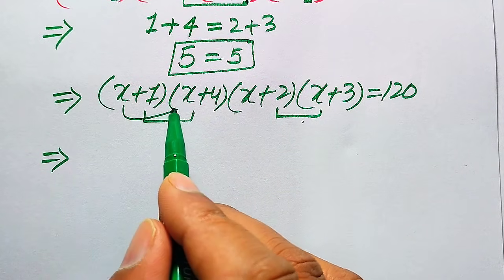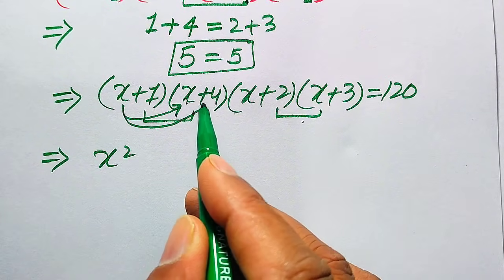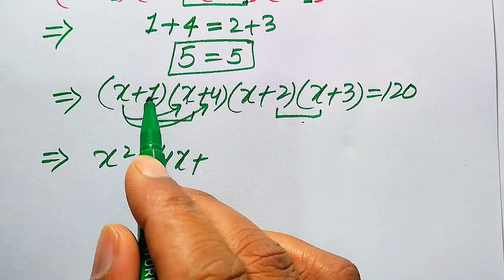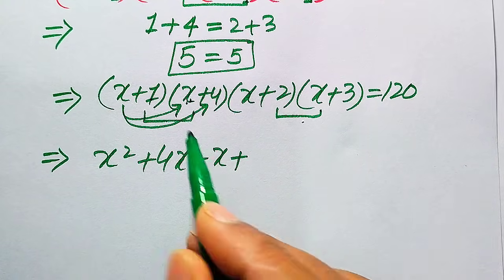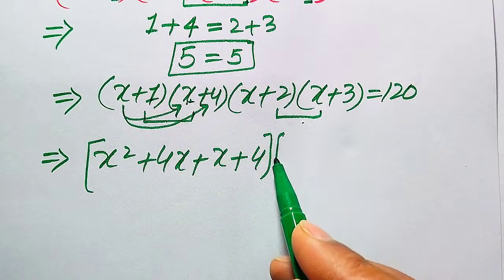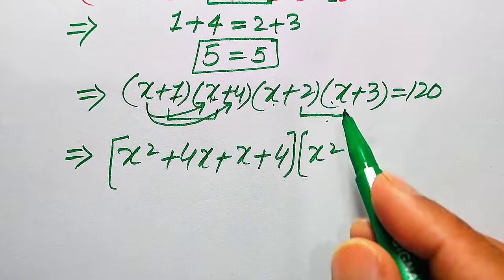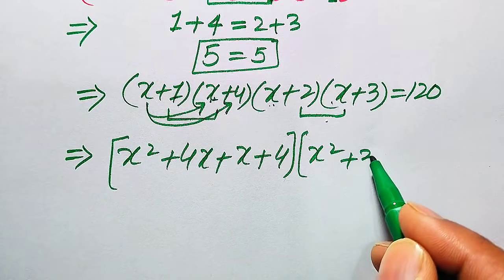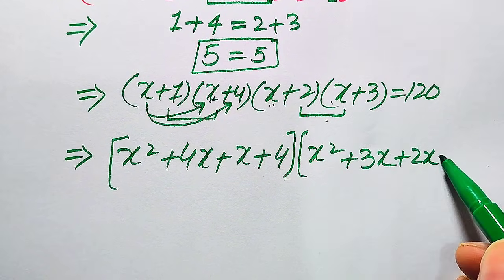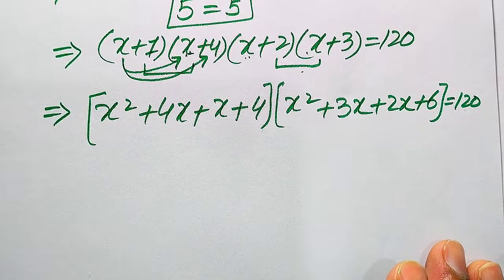So we multiply x with this x, and x times x becomes x squared. Now we multiply this x with 4, and x multiplied by 4 becomes 4x, and 1 multiplied by x becomes x, and 1 multiplied by 4 becomes 4. In the same pattern we multiply these two factors, and we have x multiplied by x becomes x squared, x multiplied by 3 becomes 3x, 2 multiplied by x becomes 2x, and 2 multiplied by 3 becomes 6, and this whole equation is equal to 120.